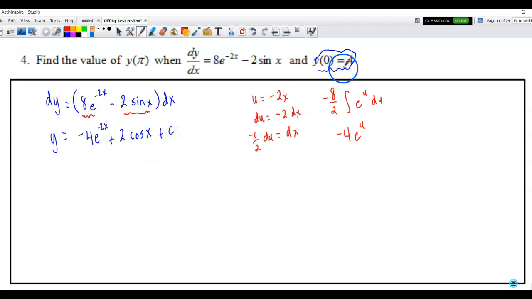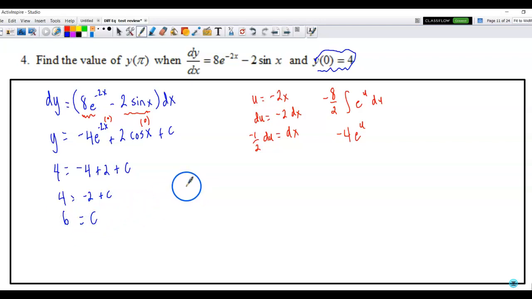I have my initial condition of (0, 4). So 4 goes in place of y, 0 goes in place of x. If I substitute 0 in place of x, that will give me e to the 0, which is 1, and 1 times negative 4 is negative 4. If I substitute 0 into cosine, the cosine of 0 is 1, and 1 times 2 is 2, so that's plus 2 plus c. So 4 is equal to negative 2 plus c. Add 2 to the other side, so c is 6.